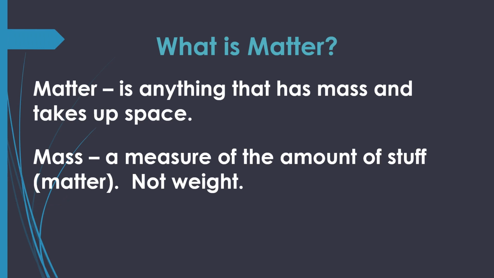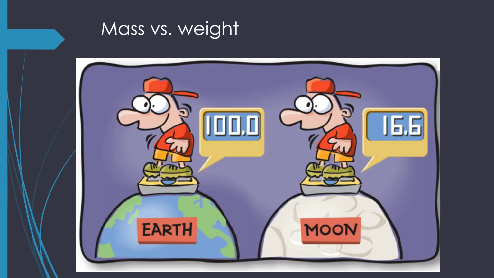All right, so here is matter. Matter is anything that has mass and takes up space. Mass is a measure of the amount of stuff. It's not the weight of something, even though we always use a balance or scale to figure out what the mass is. It's supposed to represent how much stuff there is in something.